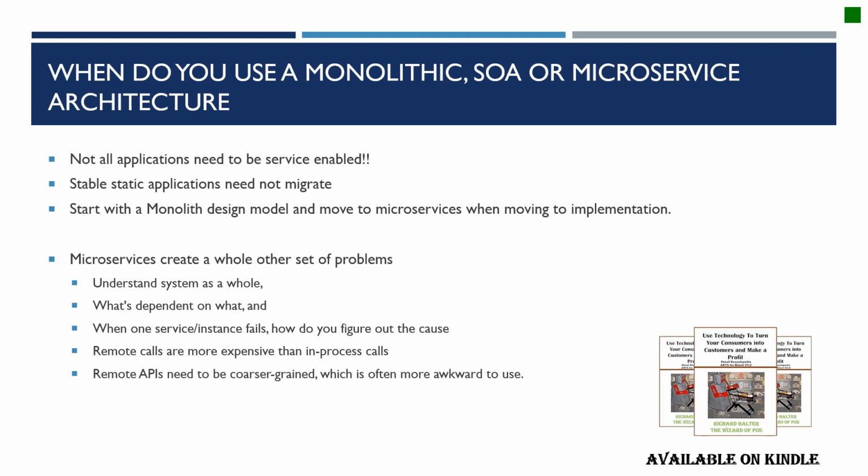Stable static applications need not be migrated to a microservices architecture. Sometimes you can start with a monolithic design model and move to the microservices model when you're moving to implementations. In this case, what you might do is add microservices capabilities onto the outside of the monolithic application, and then over time, eventually migrate the entire monolithic application into a microservices world, rather than just trying to cut the whole thing out at once and create a whole host of microservices. It's an easy way to migrate from one to the other.